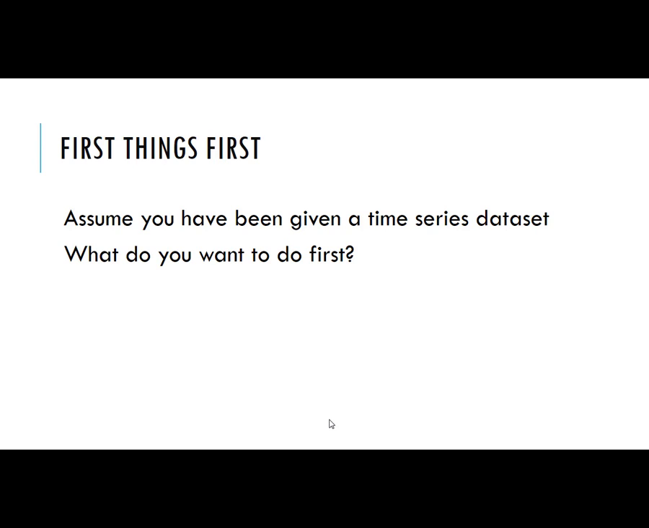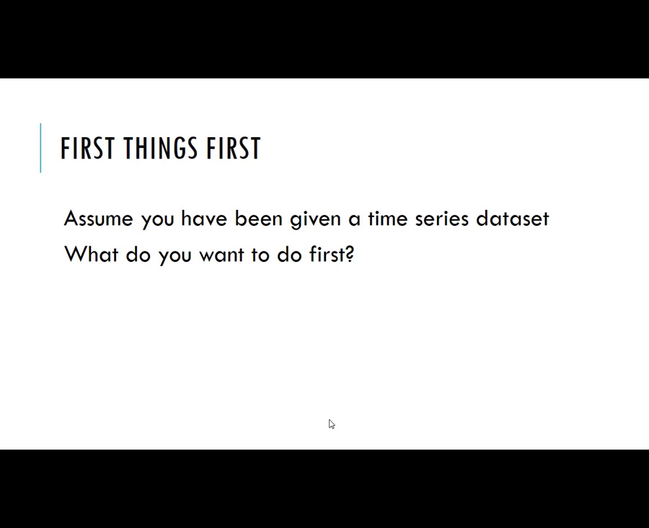Alright, so first things first. Let's assume that I've given you a time series data set. That would be a set of evenly spaced observations of a variable that we're interested in trying to predict the future of. So it could be quarterly sales data. What do you want to do first?